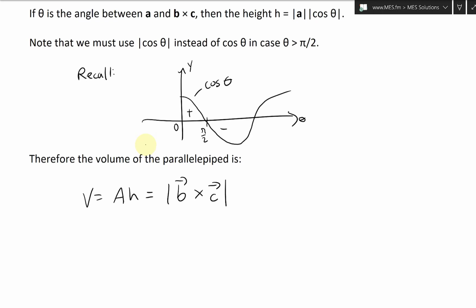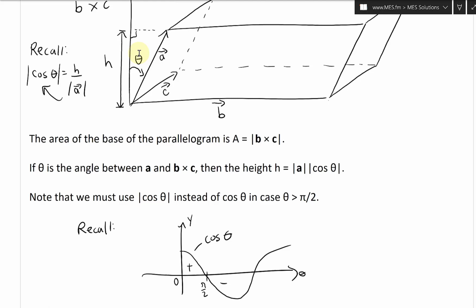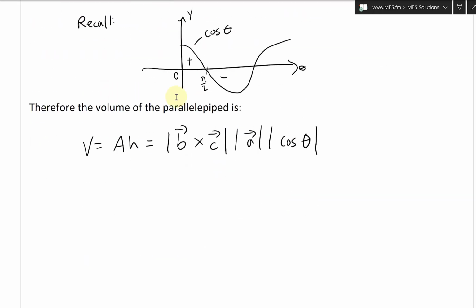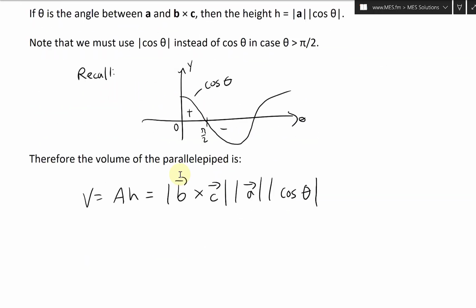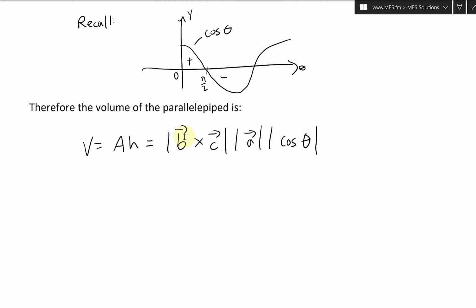B cross C, then the height is A times cosine theta. So if we scroll up, the height H is equal to the length A times cosine theta. And note, this is just a dot product. In other words, this is the length of the vector B cross C, times the length of the vector A, and then times cosine theta. That's literally the dot product.